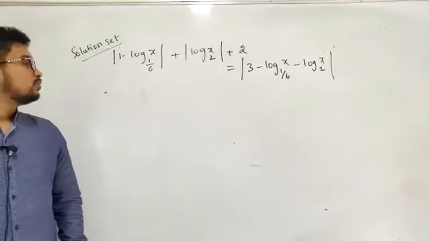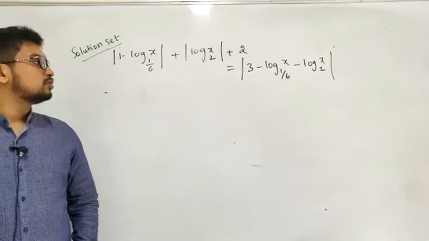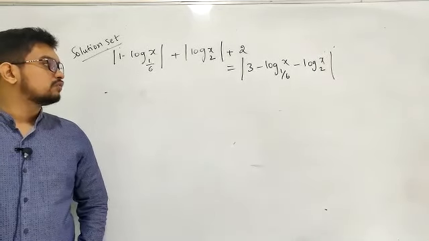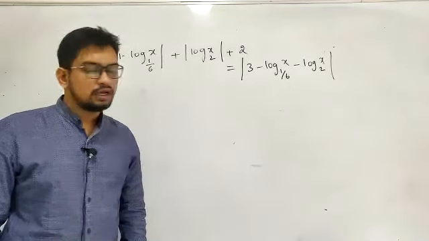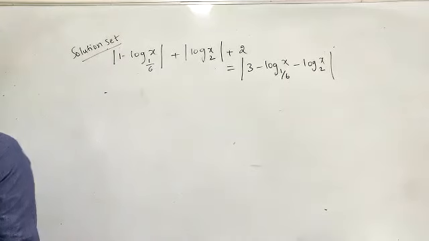One minus log x to the base 1 by 6 plus modulus of log x to the base 2 plus 2 is equal to modulus of 3 minus log x to the base 1 by 6 minus log x to the base 2. I want the solution set of this one. Answer in the chat box, please.